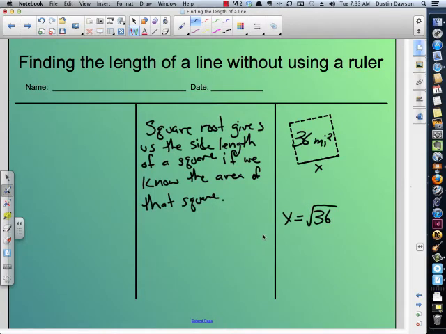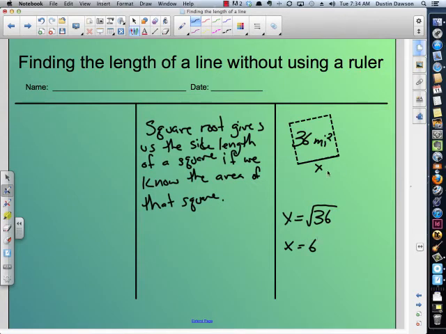Square root. What does that mean again? What is the square root? Oh, right. It's a number times itself. A number times itself that will equal the number underneath the square root. In this case, 6 times 6 equals 36. And so our side length will become 6 in this particular example.